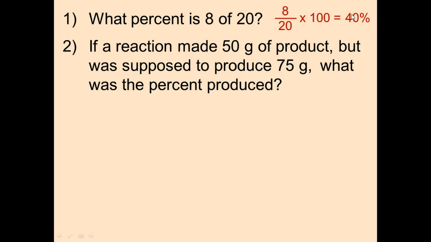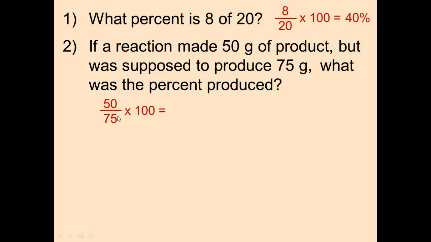And so now we have a second one that's a little bit more related to chemistry. If a reaction made 50 grams of product but was supposed to produce 75 grams, what is the percent produced? So again, percent is how much of the total was used or made. And so if we made 50 grams when we should have 75, we do 50 divided by 75, and 50 out of 75, if you just think about it, reduces to 2/3.